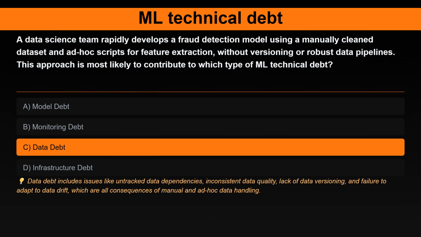The correct answer is data debt. Here's the explanation. Data debt includes issues like untracked data dependencies, inconsistent data quality, lack of data versioning, and failure to adapt to data drift, which are all consequences of manual and ad hoc data handling.